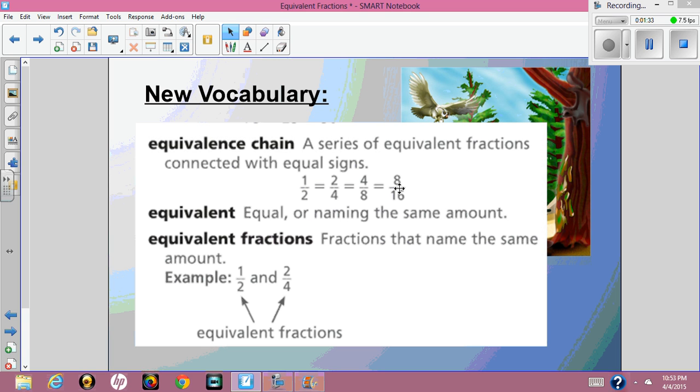And we'll be talking a little bit more about that, but I want you to ponder and think about what those all have in common. Now, equivalent is just simply identifying things that are equal. They have the same amount, same value. Equivalent fractions are fractions that name the same amount. So, for example, 1/2 is equivalent to 2/4.